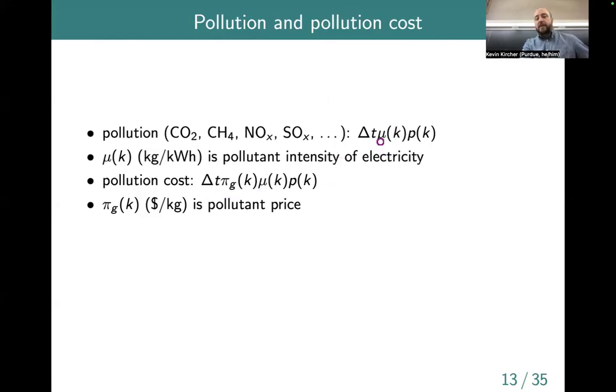Sorry, I think I misspoke up here. So this would be like a kilogram per kilowatt hour number. And then down here, we would have like a dollar per kilogram number. So we would multiply the pollutant intensity, which can be time varying in general, depending on what sort of power plants are producing electricity at any given time. And then we might multiply that with a price, and that price, I guess, again, could be time varying.